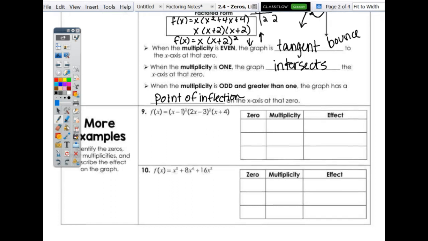Okay, so the last one, what are the zeros here? The first 0 is 1, and then 3 halves, and negative 4. What's the multiplicity at 1? 2, and 2 at 3 halves, and the multiplicity at negative 4? 1. So the effect is a bounce, and an intersection.